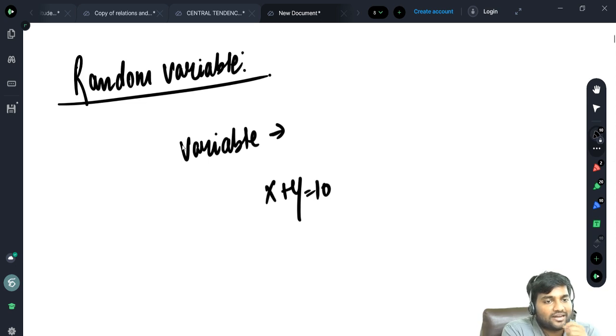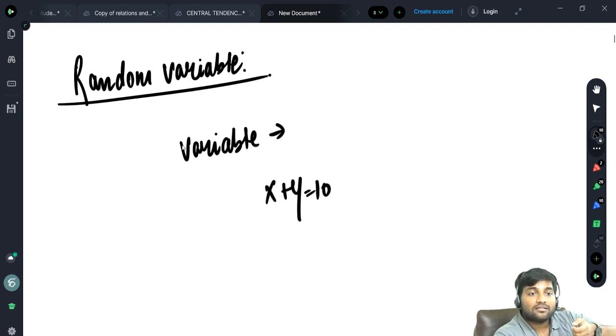Let's say suppose you are throwing a die, the numbers are 1, 2, 3, 4, 5, 6. So they each can occur with a probability of 1 by 6. So it will take the value 1 with how much probability? The answer is 1 by 6. It will take the value 2 with how much probability? The answer is 1 by 6.